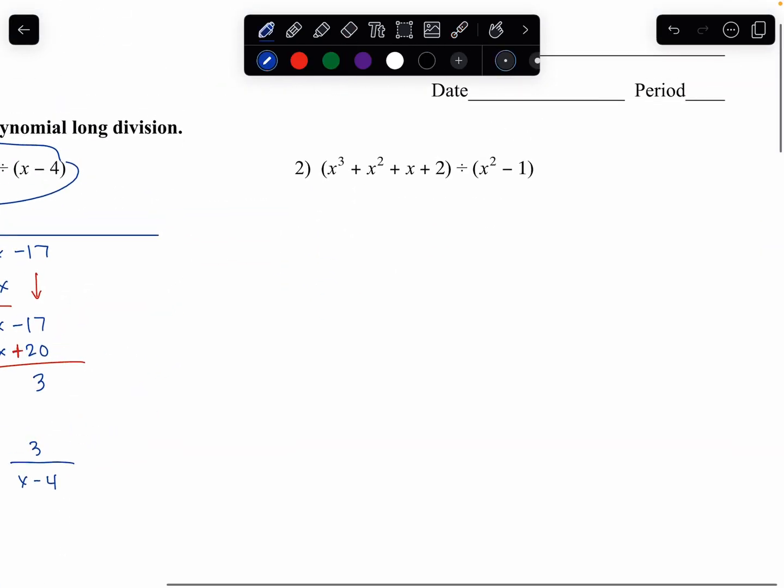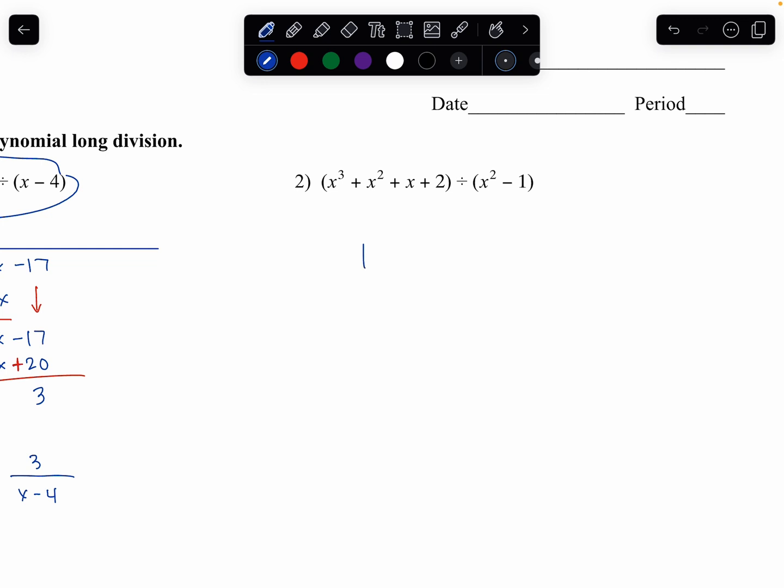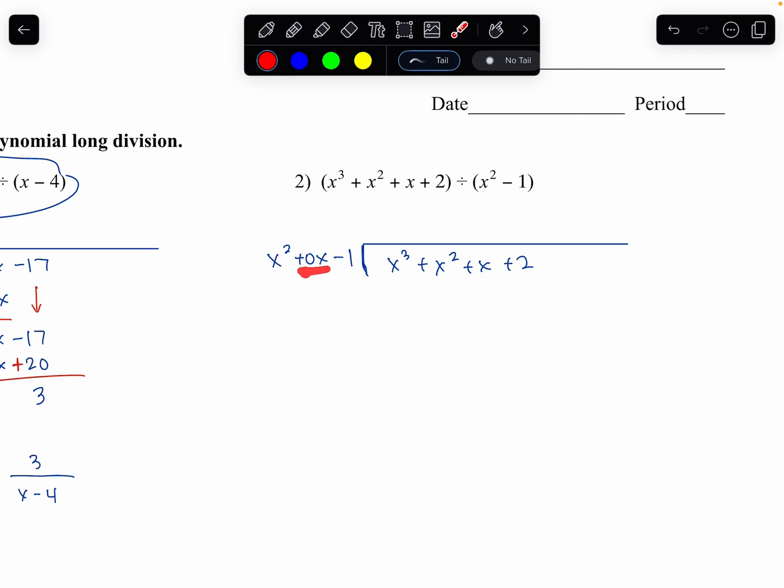Let's try another one. So again, I'm going to set this up where I have the dividend, x cubed plus x squared plus x plus 2, and then I'm going to write x squared plus 0x minus 1. So this right here is called a placeholder, and I like using placeholders because it makes certain that I can line up like terms here.